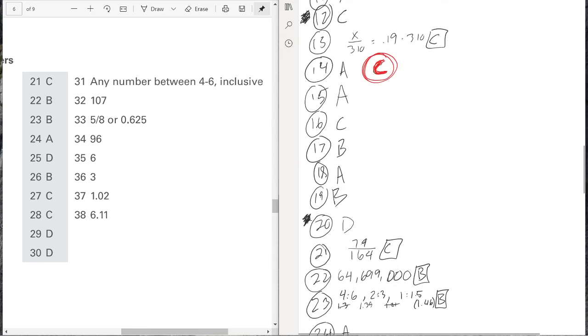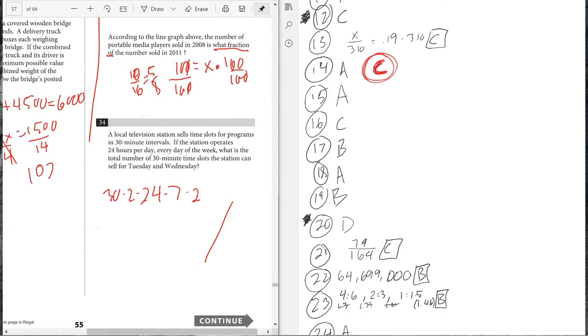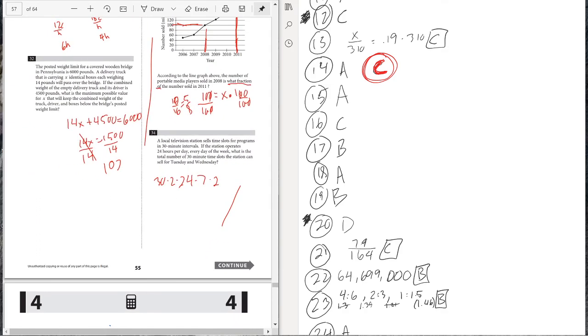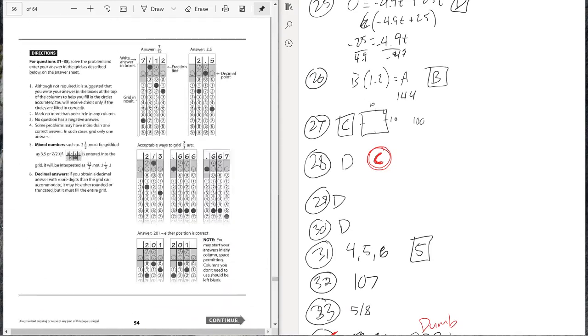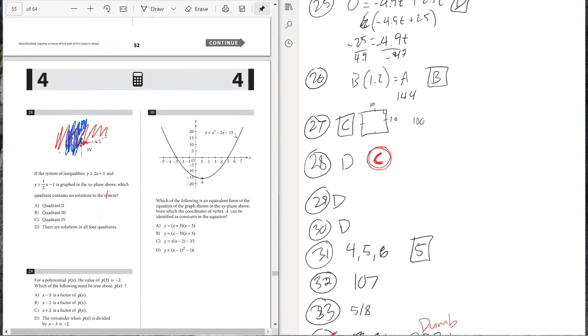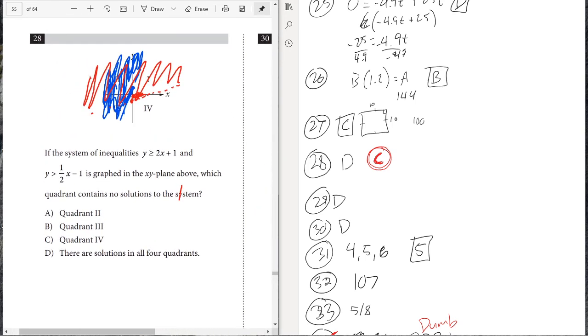So go back to 14. Let's see. So let's look at 14. Or actually, which was 28. Oh, yeah, 28. If the system of inequalities, blah, blah, blah, is graphed in the xy plane, which quadrant contains no solutions to the system? Yeah, that graphed it. And all of them intersect a quadrant.